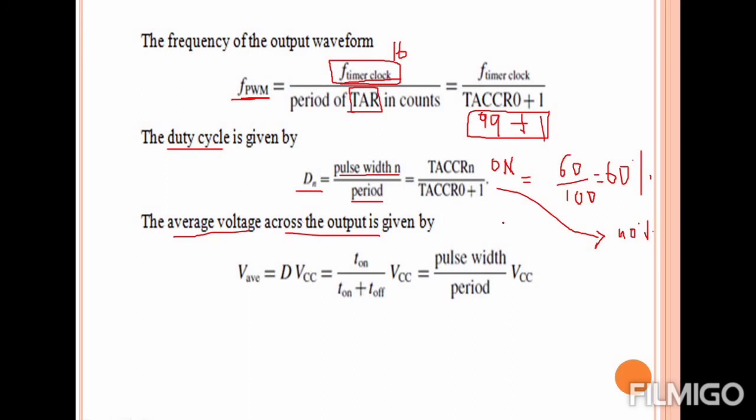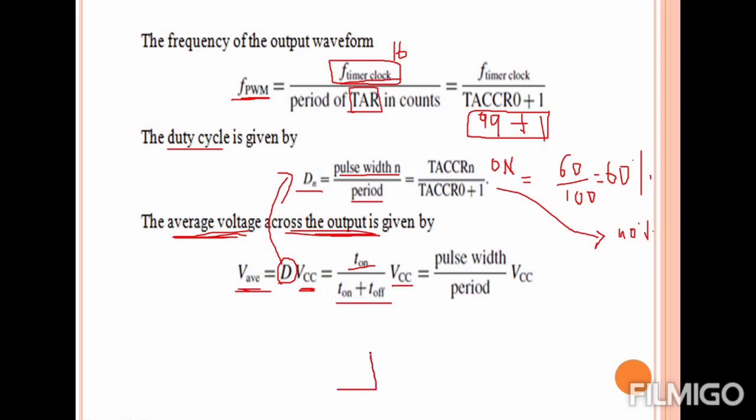This is the one we need: the average voltage across the output. The average voltage across the output, V average, is given by duty cycle times VCC, the maximum amplitude of the signal. What is duty cycle? On time by on time plus off time. It is the duty cycle times VCC, the maximum amplitude.